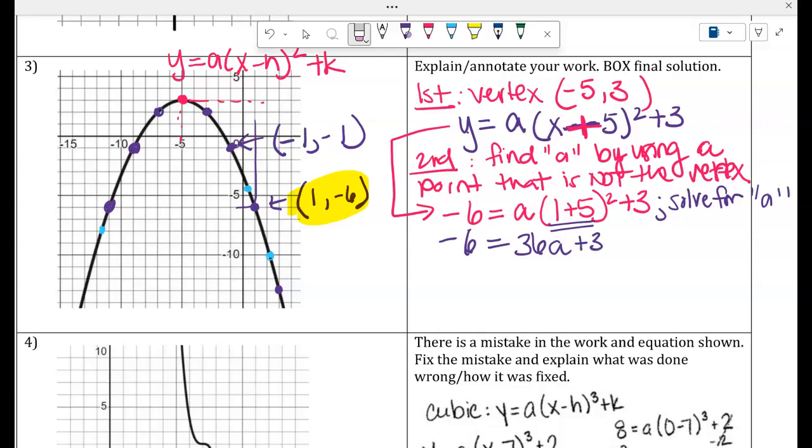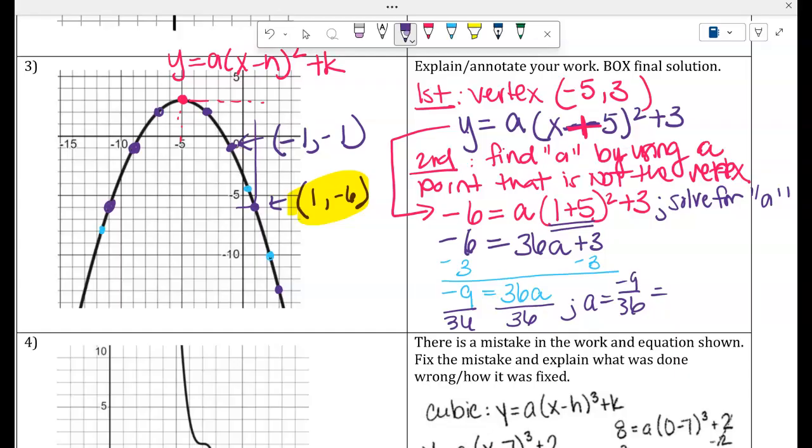Now your job is to solve it normally like in middle school. Okay, subtract 3 from both sides. That's going to give us now -6 minus 3, guys. That's going to give us -9. -9 equals 36a. Divide both sides by 36. Okay. So we have to reduce. a is -9 over 36. No, you cannot keep it unreduced. Divide top and bottom by 9. That's -1 over 4. So that's your a value.